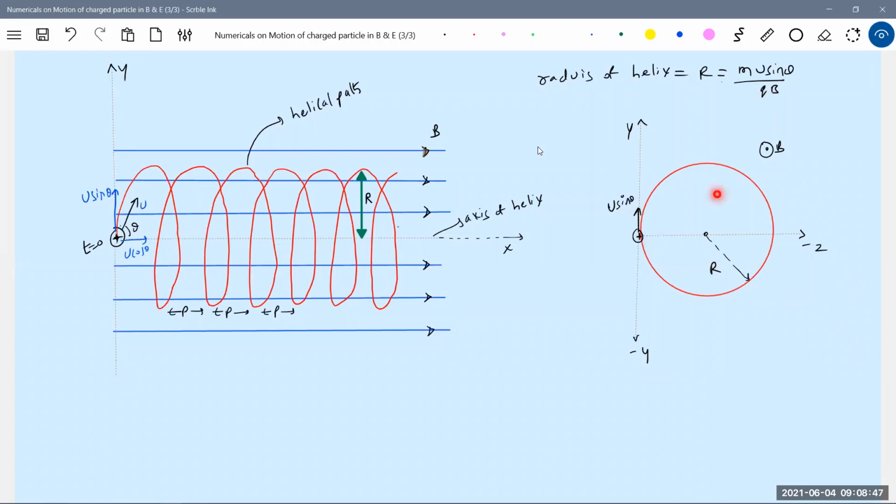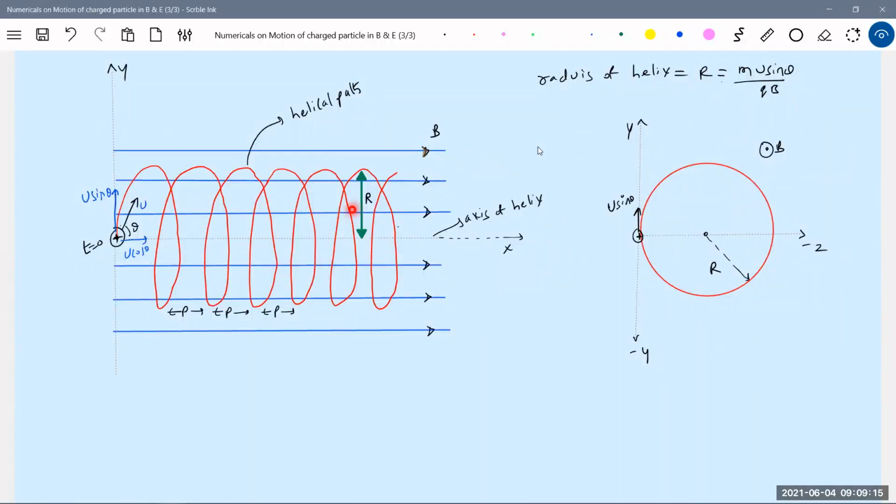Okay, leave it. Now let's forget u sin theta; only u cos theta is there. Because of u cos theta, what should happen to the charged particle? This u cos theta is parallel to the magnetic field. So what type of motion is due to u cos theta? Just uniform velocity motion. Now combine this circular motion and the uniform velocity motion, then the path is going to be helical.